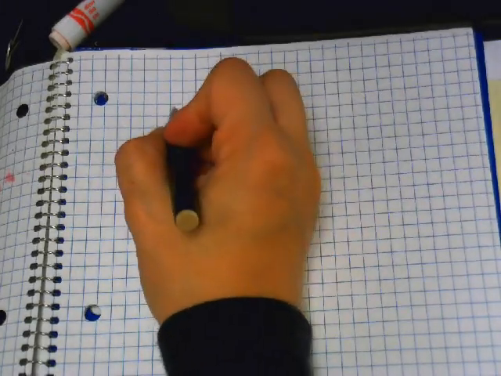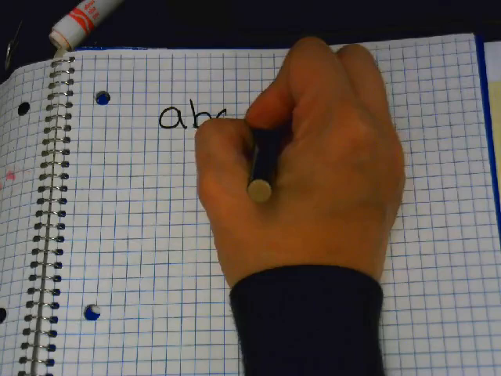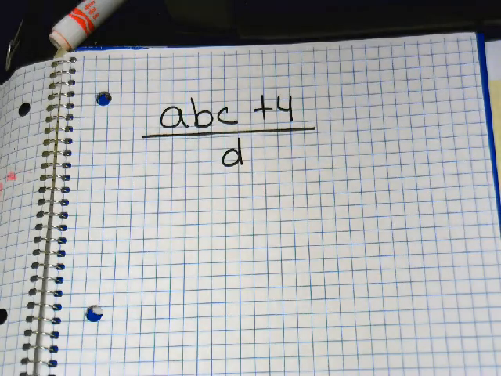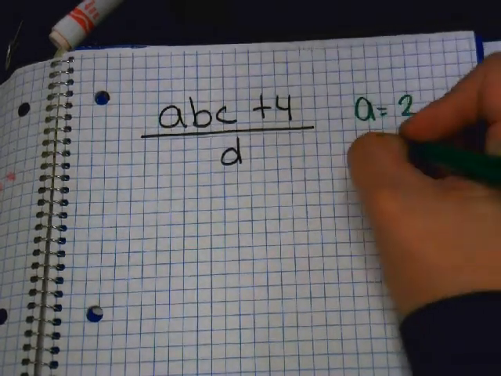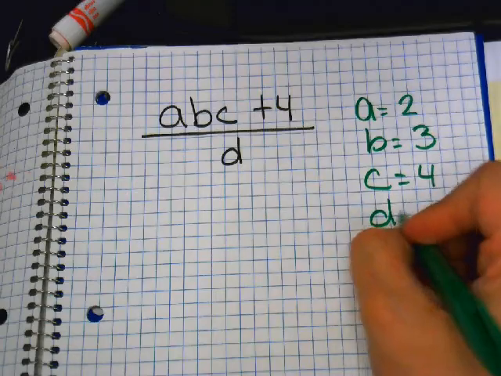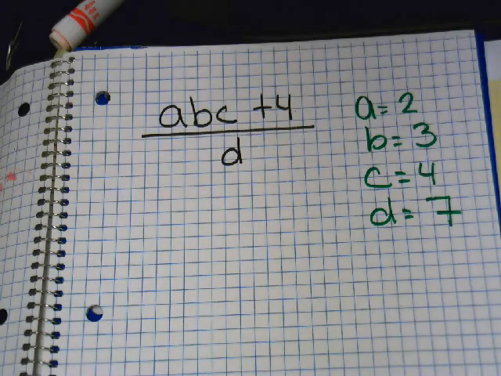ABC plus 4, all divided by D. ABC plus 4 divided by D. That's easy. Of course it is. It's as easy as ABC. A equals 2, B equals 3, C equals 4, and D equals 7. I can't make it 5 because then the math doesn't work. 4. Yes, 4. All right, plug in your numbers.